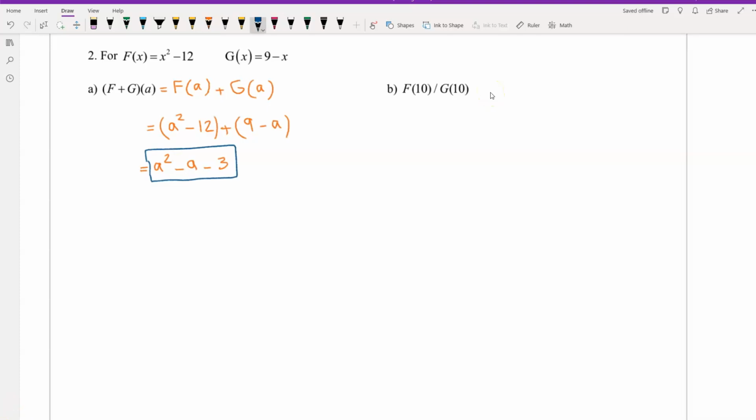Part B, f of 10 divided by g of 10. So use 10 instead for x. We have 10 squared minus 12 divided by 9 minus 10. So this is equal to 100 minus 12 is 88, and the denominator 9 minus 10 is negative 1. So our final answer for this part is negative 88.